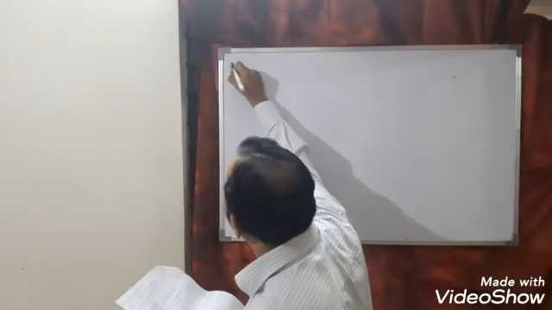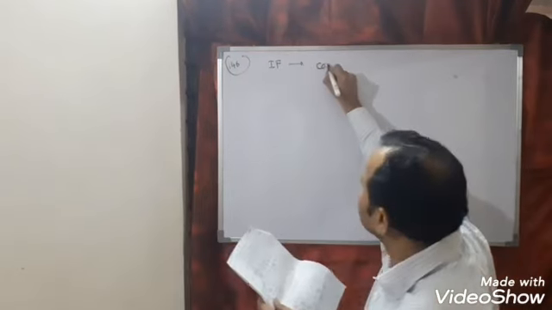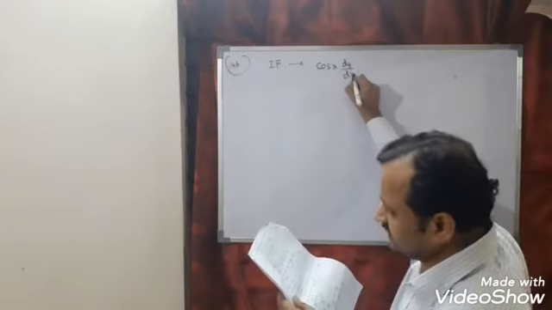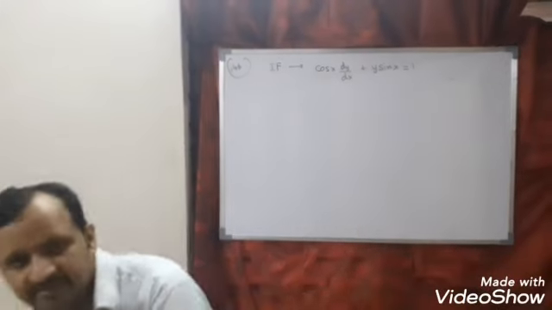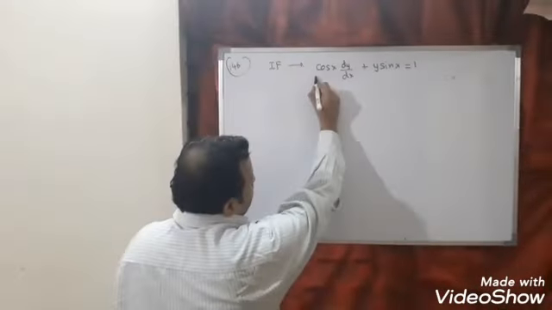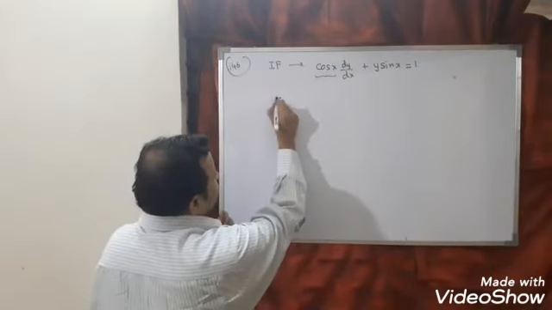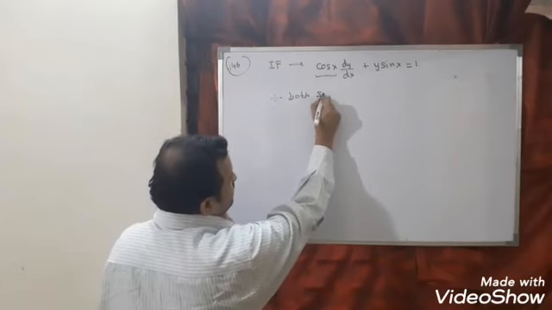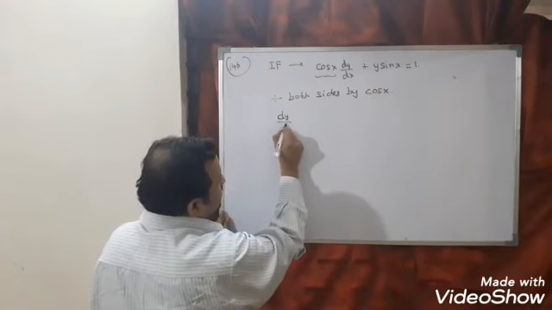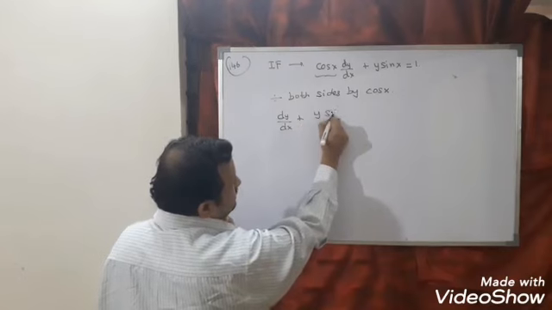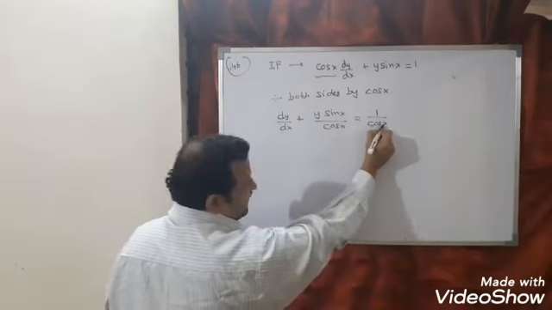So question number 146 is, find the integrating factor of cos x into dy by dx plus y sin x is equal to 1. Integrating factor. So we know that the coefficient of dy by dx should be equal to 1. So here I can divide both sides by cos x. So what will you get? You will get dy by dx plus y sin x by cos x is equal to 1 by cos x.